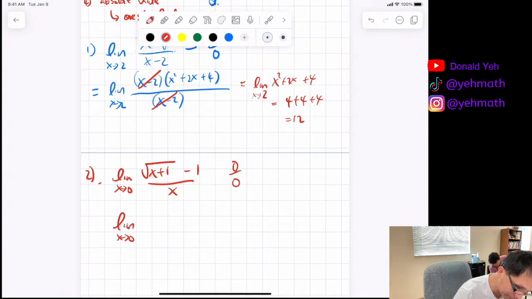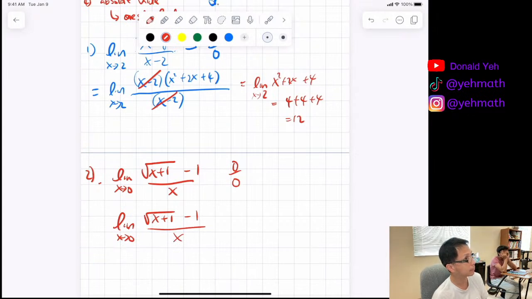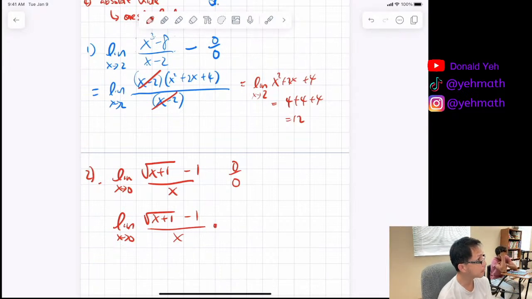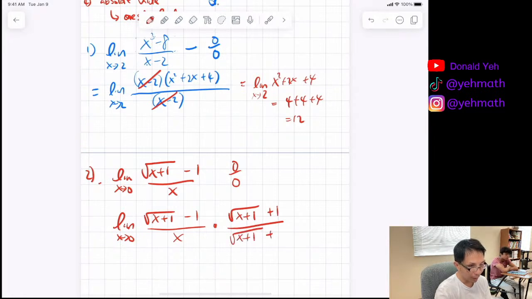How do you rationalize the numerator? You multiply the top and bottom by what? What is the conjugate? Can you tell me the conjugate of the numerator? It's square root of x plus 1 plus 1. Thank you. But you have to do this because this is a ratio of 1.